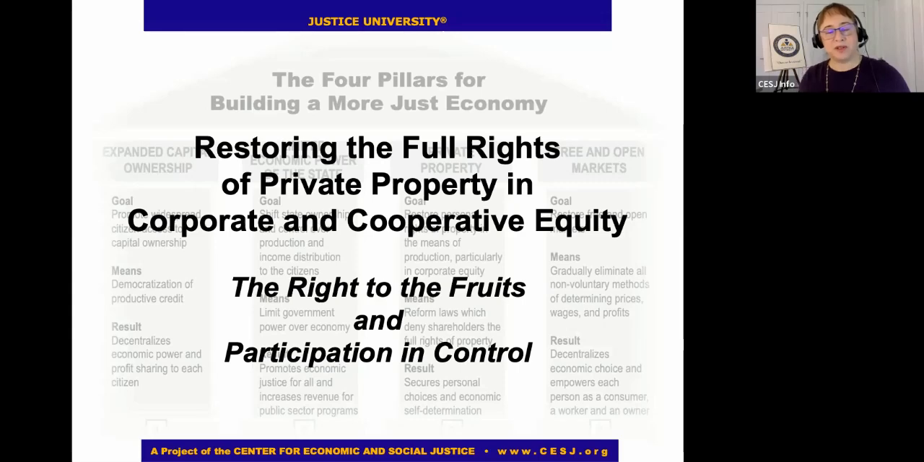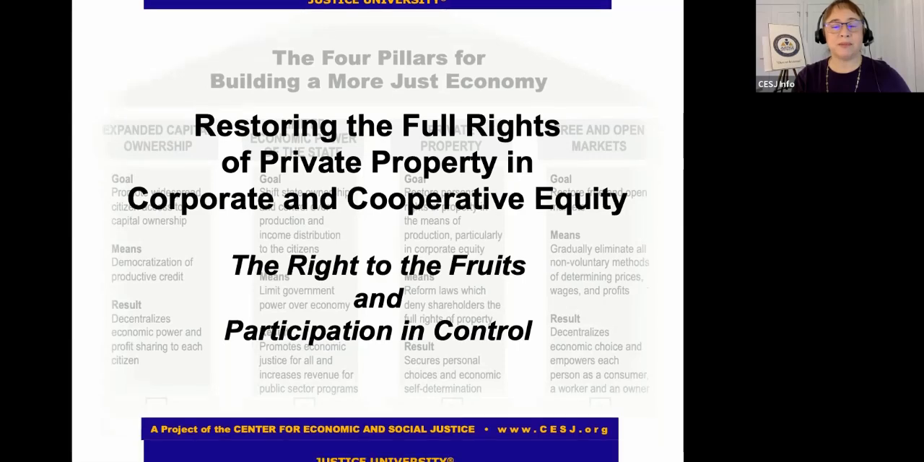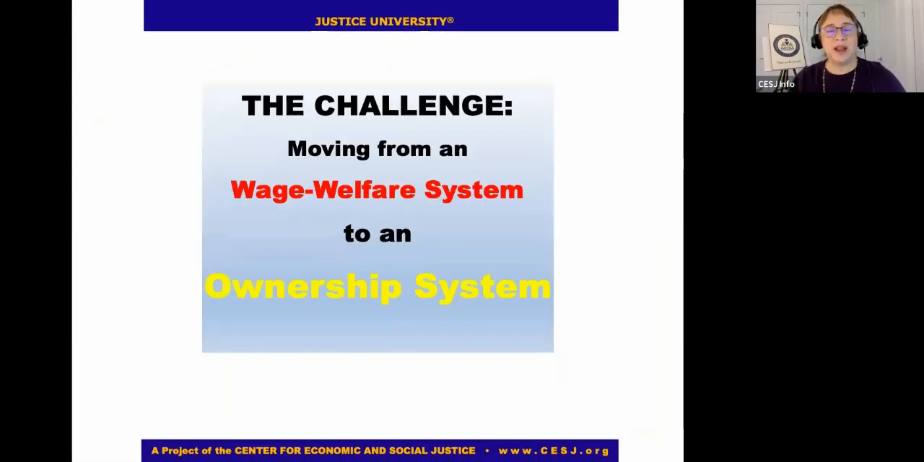So there are different ways to structure the control of governance in a company, but it must reflect those basic principles of private property. So again, in the big context as well as the small context, we face this enormous challenge of shifting from a wage welfare system to an ownership system.